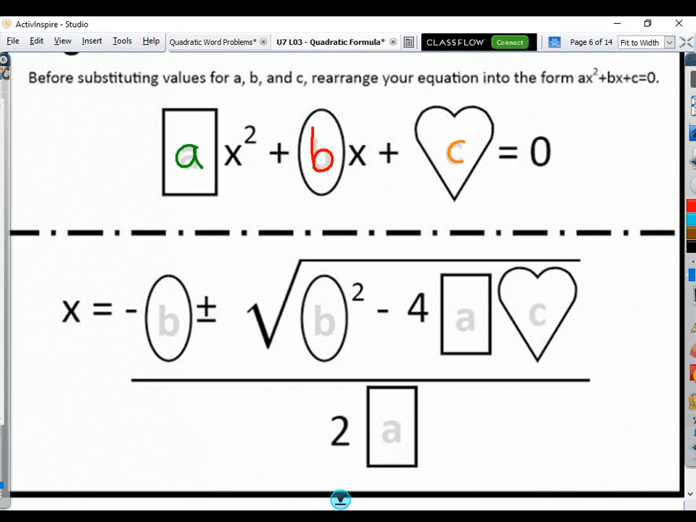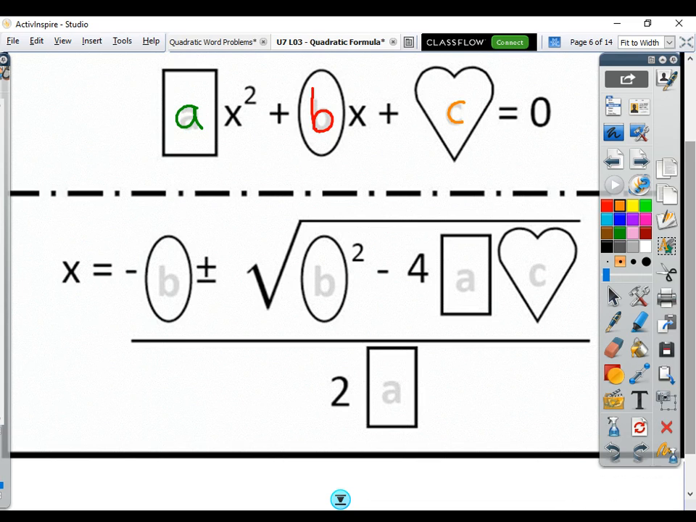But what if factoring doesn't work? Because not everything is factorable. Well, if factoring doesn't work, then we're going to have a backup method. And our backup method in this case is the quadratic formula. So the quadratic formula is this massive thing, but it plugs in the same every single time.